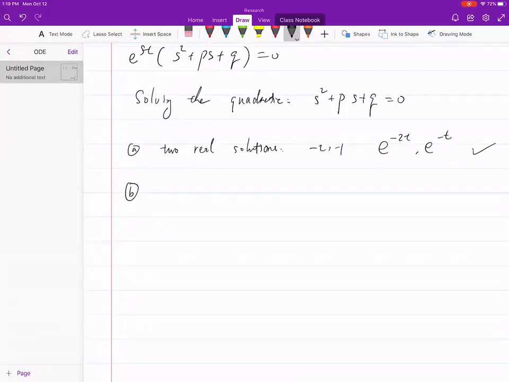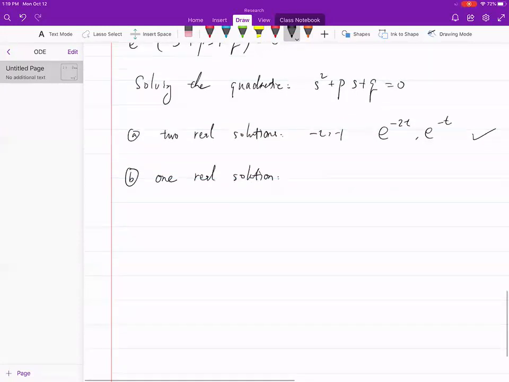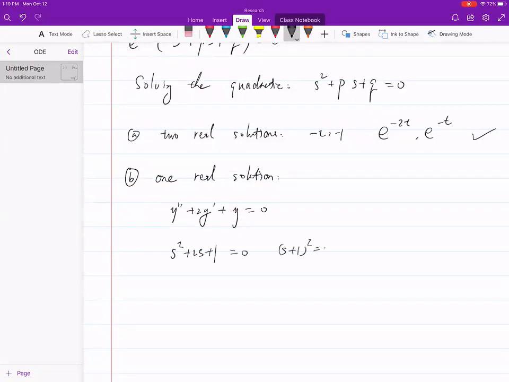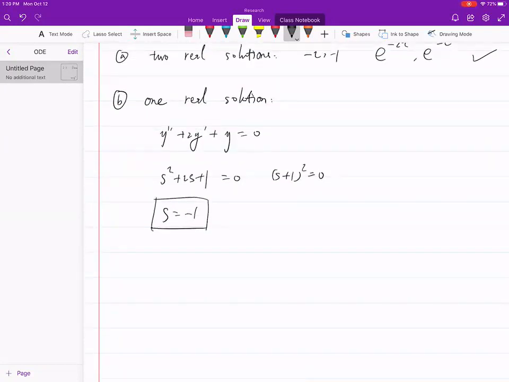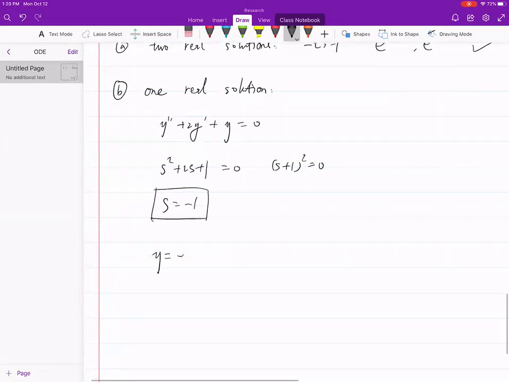What's the other situation? Well, if you solve a quadratic, it's possible that you only have one real solution. It's possible, for example, what's the problem with that? Well, number 1, this is certainly a solution. So there's no problem with that.